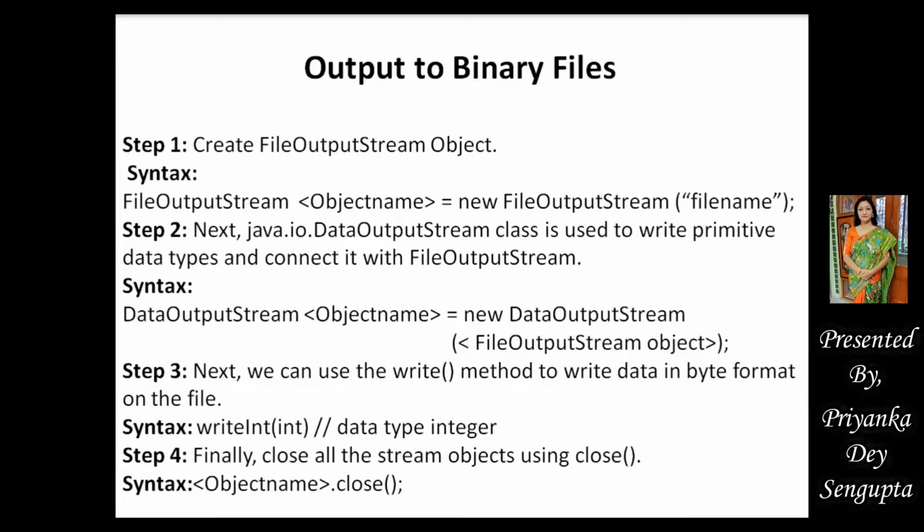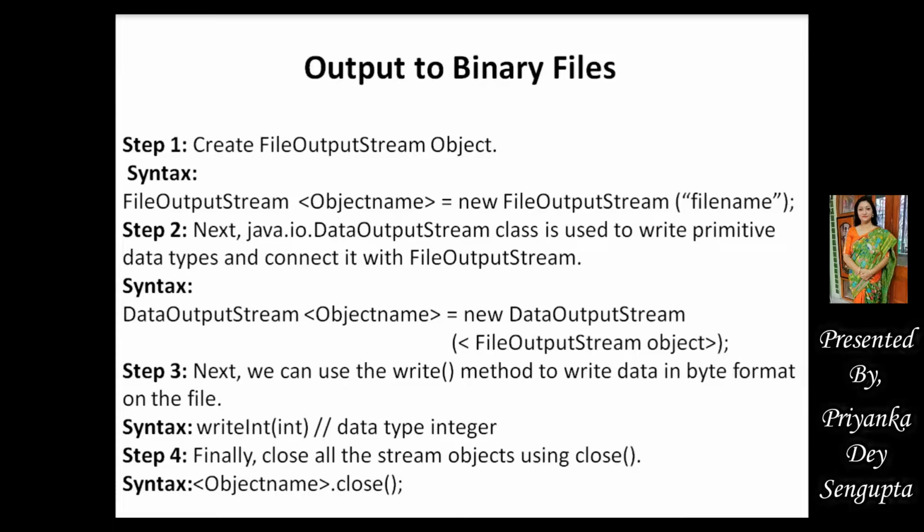Now, to write primitive data onto binary files, we have to follow the following steps. Step 1. Create the file output stream object and connect it with the file object. Step 2. Data output stream class, which is used to write primitive data types, is connected with the file output stream object. We create an object of the data output stream and connect it with the file output stream object.